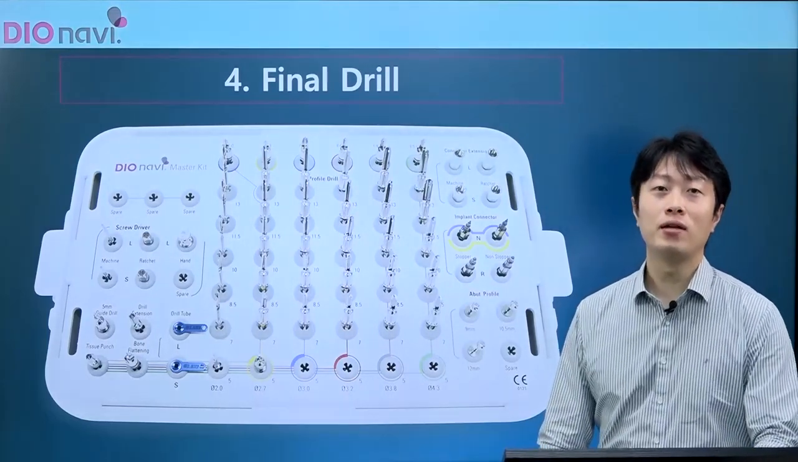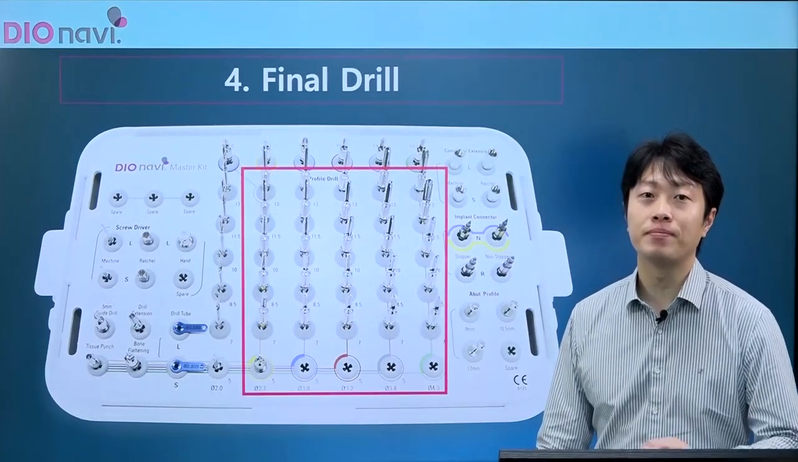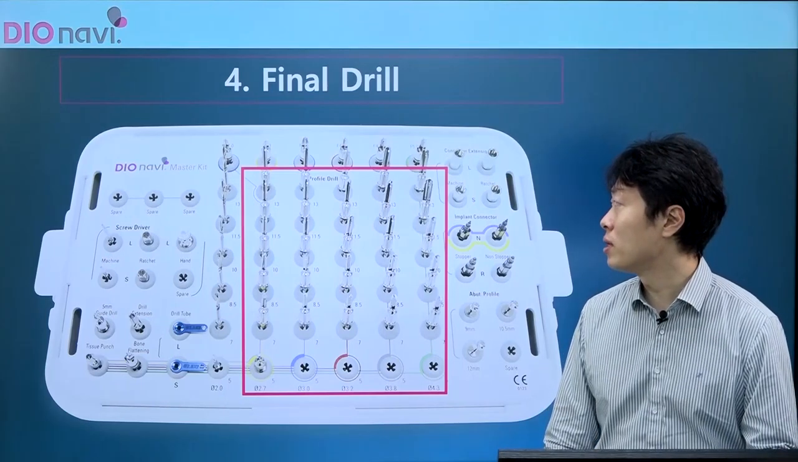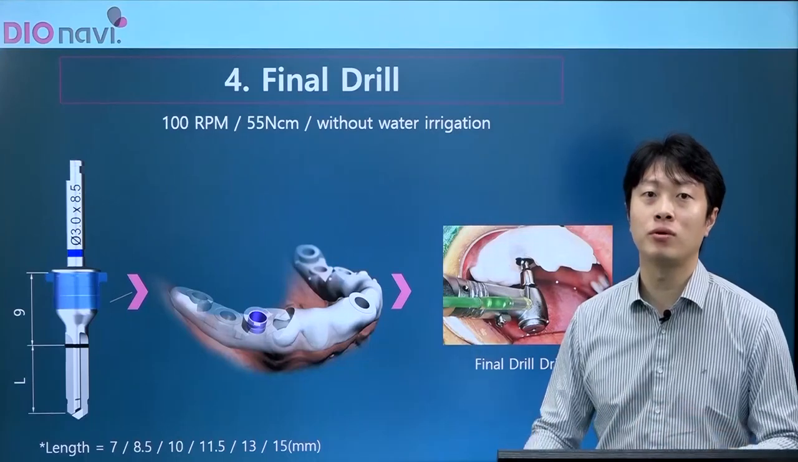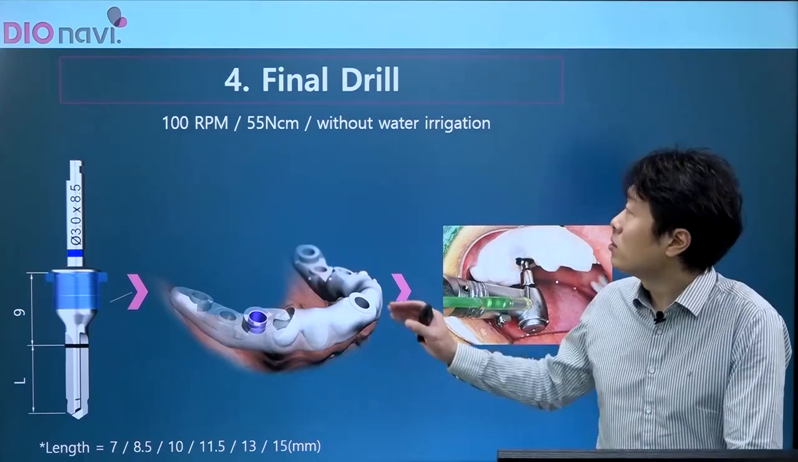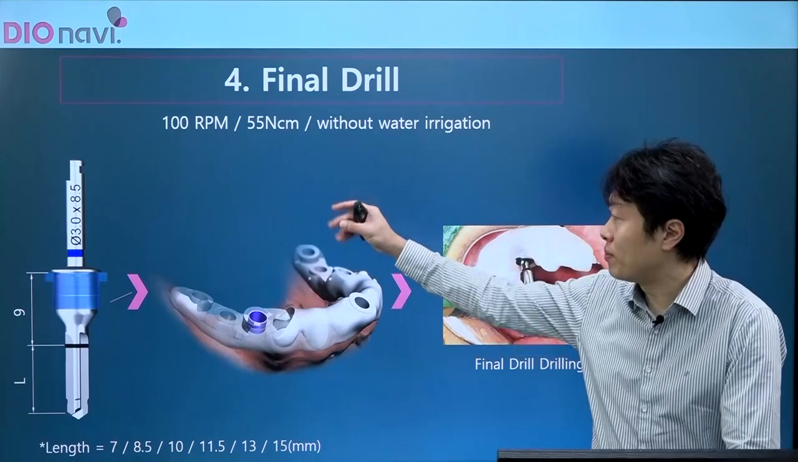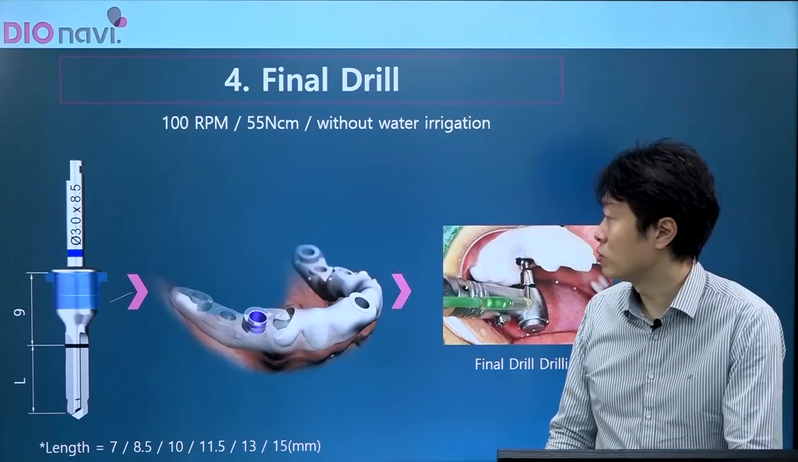The next drill to use is the final drill. The final drill serves to reduce the bone and expand to the diameter of the final implant to be placed. I also recommend using the final drill at 100 RPM without irrigation.